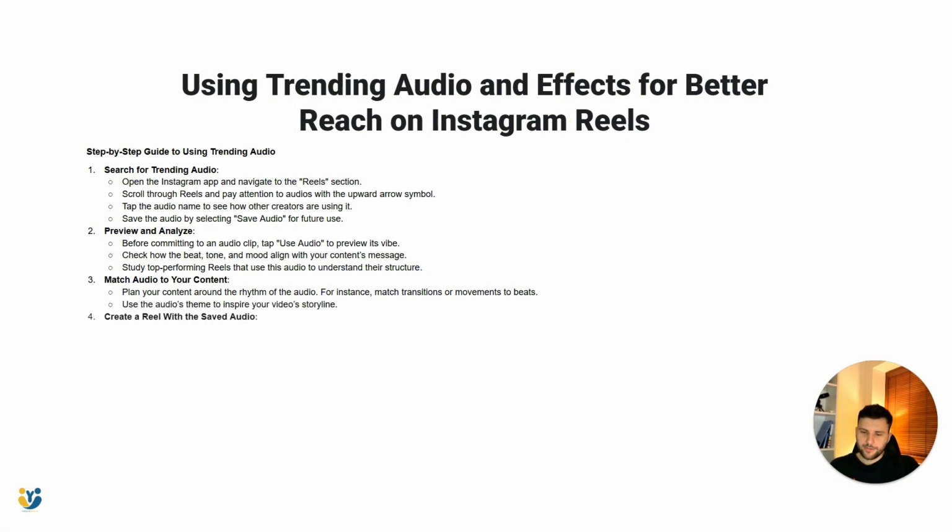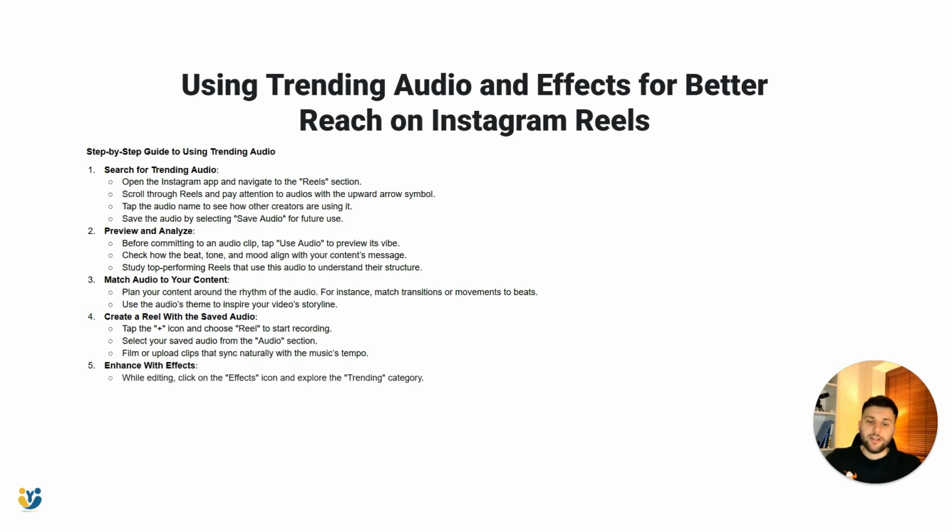Now, the next thing that you should do is to obviously create a reel with this saved audio, right? Tap the plus icon and choose reel to start recording. Select your saved audio from the audio section. Film or upload clips that sync naturally with the music's tempo. You can either use the trending audio while recording the reel, or you can just save the sound and then trim it in CapCut and make it better. Both ways work.